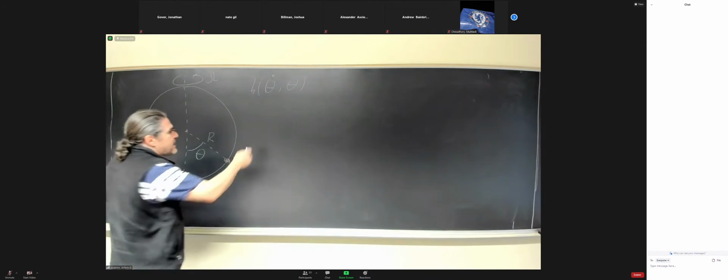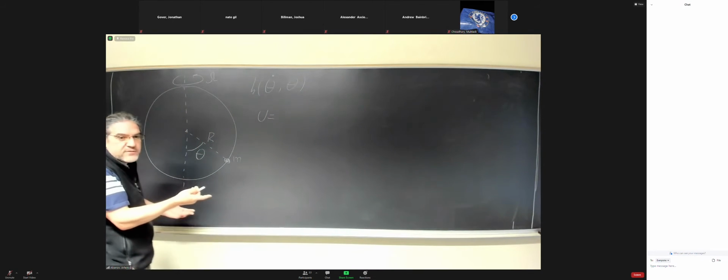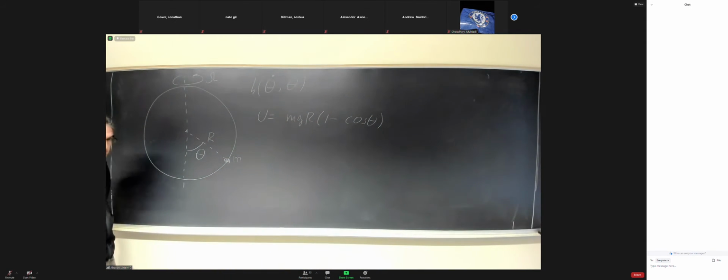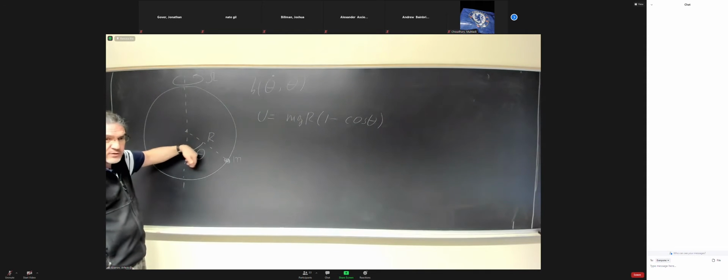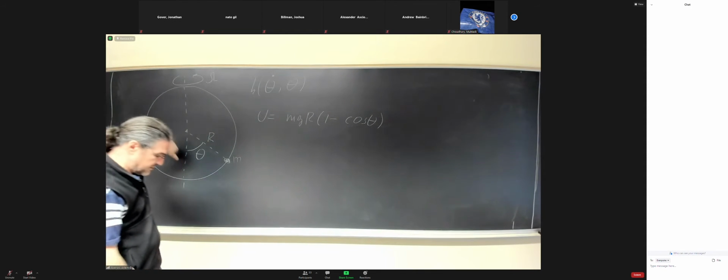So let's first write what is the potential energy. Well, the potential energy is exactly the same as for the pendulum. So it's mgr times (1 minus cosine theta). That's my potential energy, right? Because it's the same as the pendulum. It's just moving around the circle, right? Radius r.